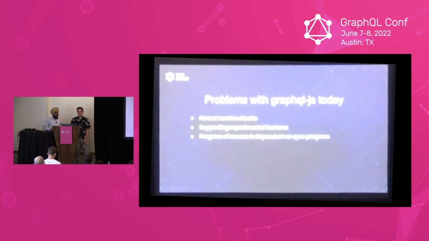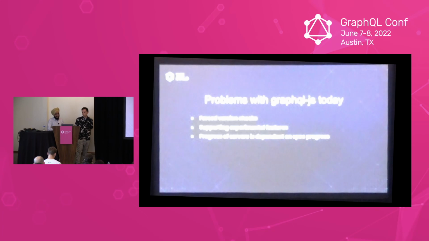So, problems with GraphQL-js today. One of the biggest things with GraphQL-js itself is that it requires you to run one version, and it restricts you to only run one version. Within your dependency tree, with your node modules, you can only have one version of GraphQL. Otherwise, you're going to break things. You're going to get an error, which may be cryptic at times, and it just doesn't work.